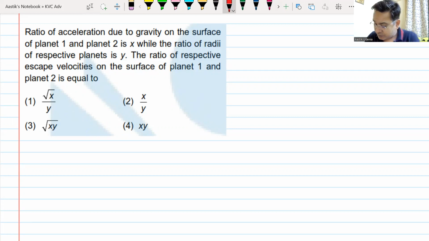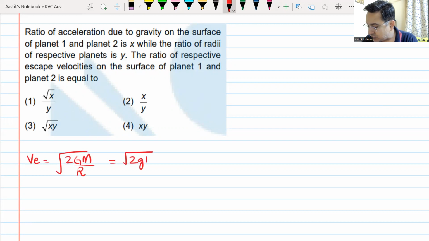Just to revise, what was the formula of escape velocity due to any planet? The escape velocity due to any planet can be written as root of 2GM by capital R. Do we remember this? Yes, sir. Or you can write it as root of 2gR, where g is the acceleration due to gravity on the surface. Do we remember this?